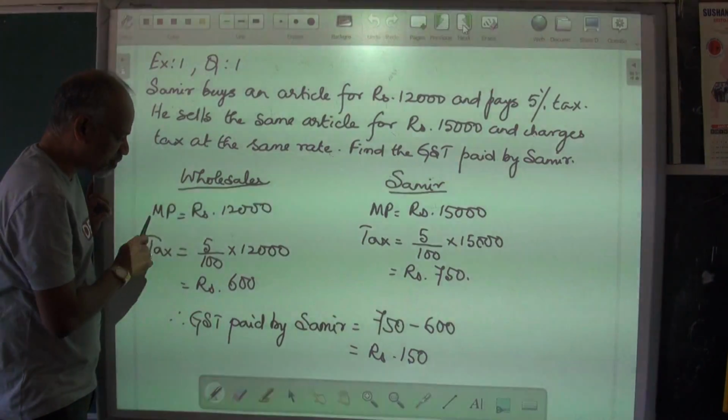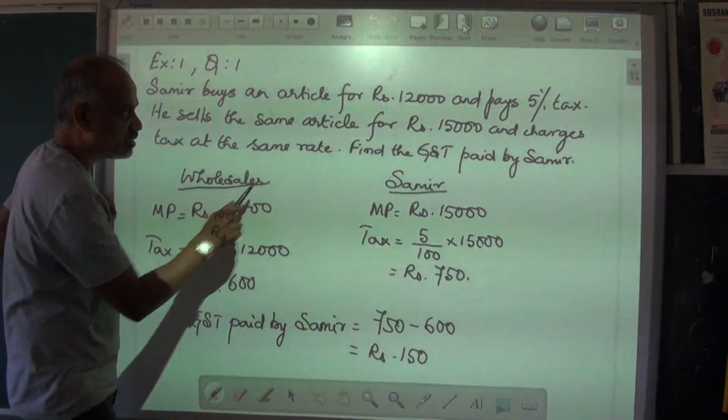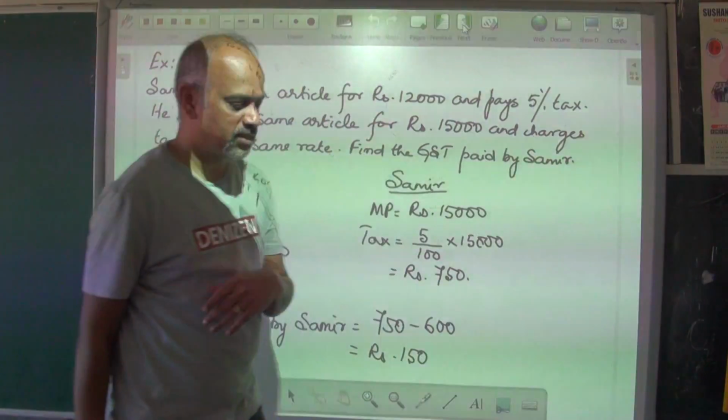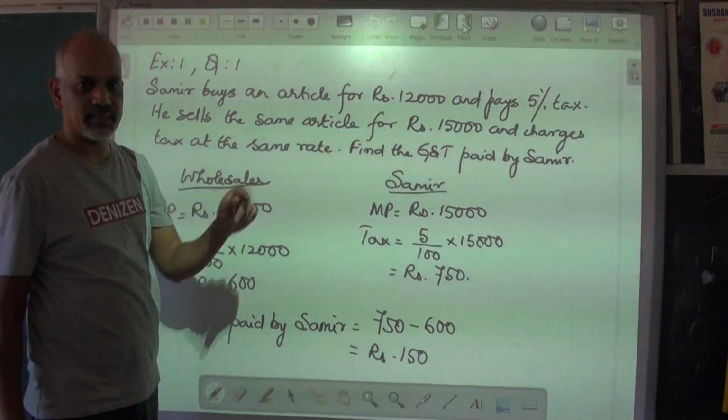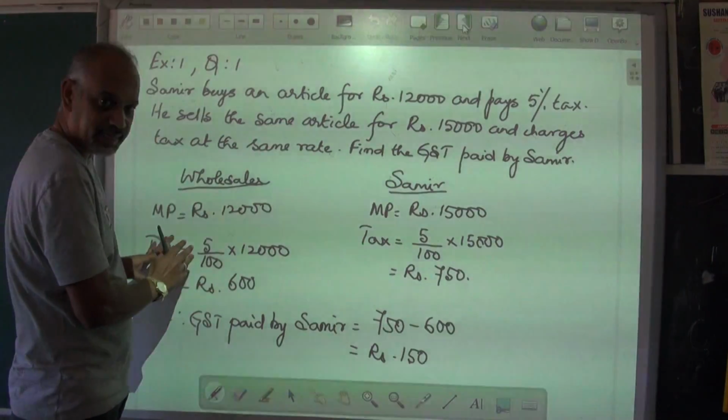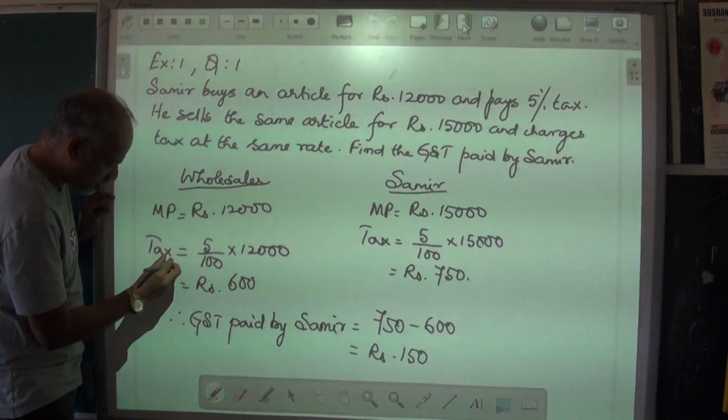Therefore, the marked price of the wholesaler is rupees 12,000 and he pays 5% tax. On this, he pays 5% tax. Okay. So don't write GST and all, just write tax. Okay. So tax in the first case.